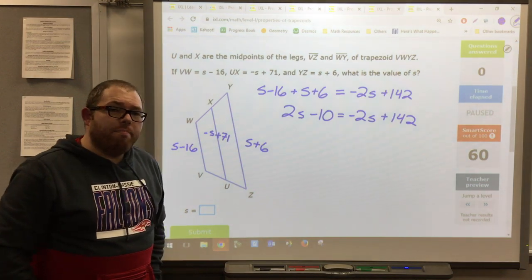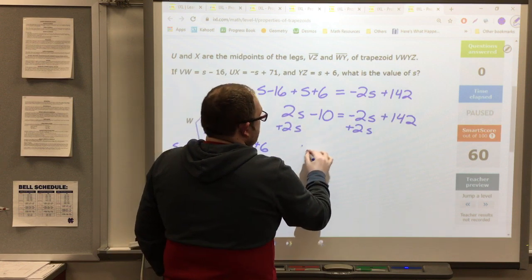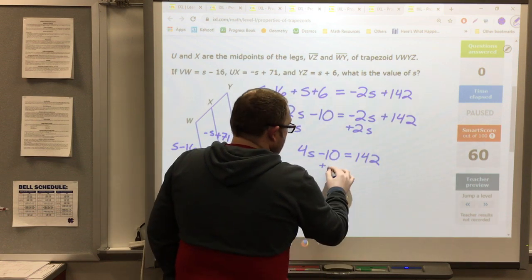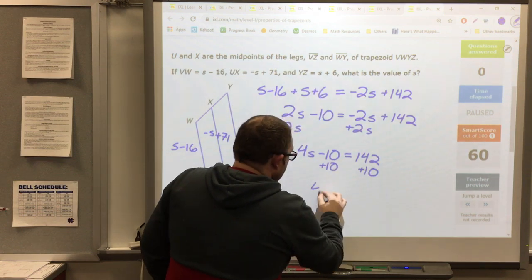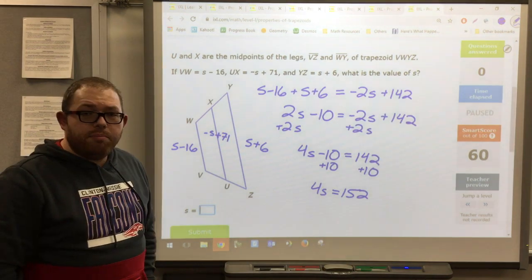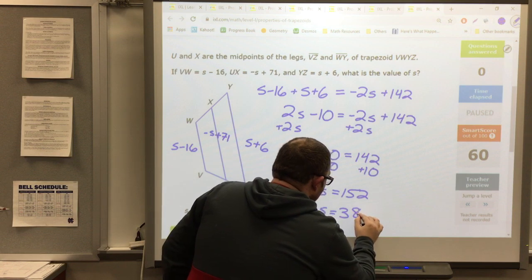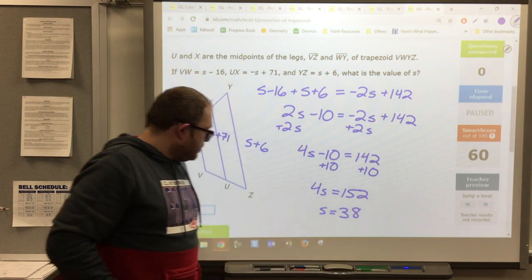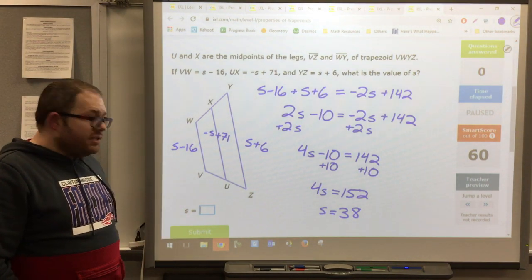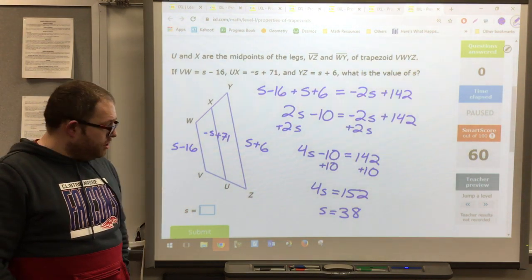And now it looks like a more basic algebra problem. And finally, we can divide by 4. So I'm getting a final answer of 38. I'll plug that in to verify, but this should be as difficult of a question as you come across in section 2.